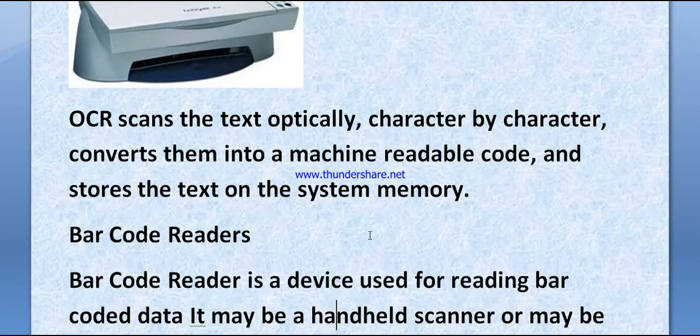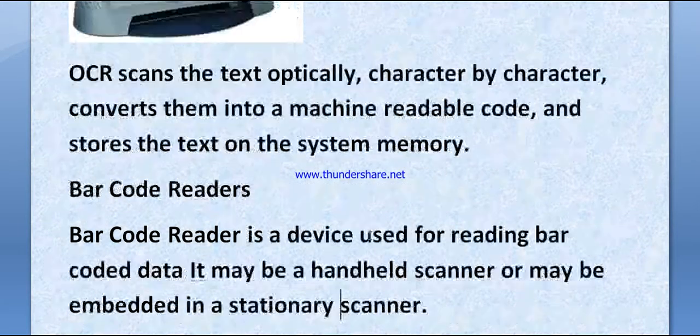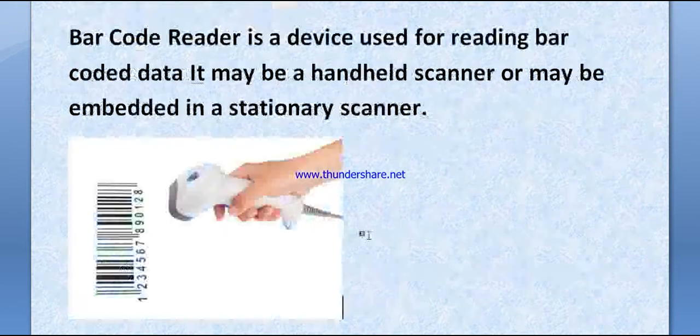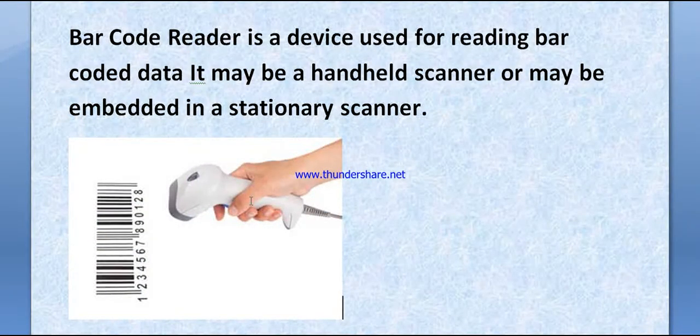Barcode reader mainly checks the bars of any product. You can see a number of vertical lines shown. So for reading barcoded data, it may be a handheld scanner or maybe an embedded stationary one, just like this type of BCR that scans the barcode.